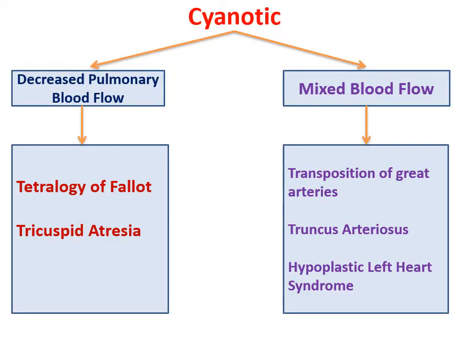So next is the cyanotic congenital heart defect. In this, again another 2 patterns we can see, that is decreased pulmonary blood flow and mixed blood flow. In decreased pulmonary blood flow, we will see tetralogy of Fallot, tricuspid atresia, and mixed blood flow you will see transposition of great arteries, truncus arteriosus, and hypoplastic left heart syndrome.